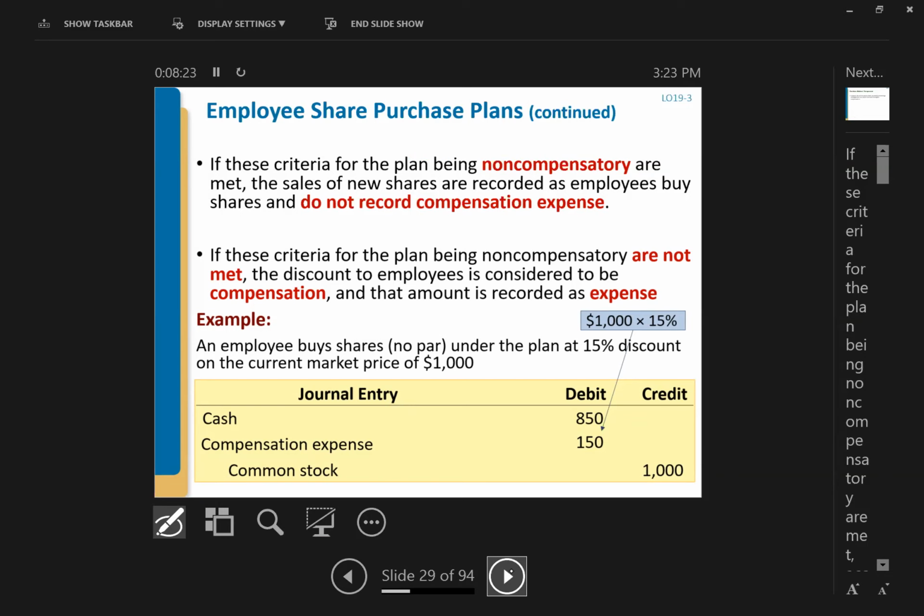So they get the common stock, they're purchasing it. They take 15% off that, and we have to record that as an expense. If this was 4%, then we would not. So if it was 4% instead of 15%, then that would meet the non-compensatory requirements, and therefore we just have cash 1,000, common stock 1,000. Easy enough? I think so.